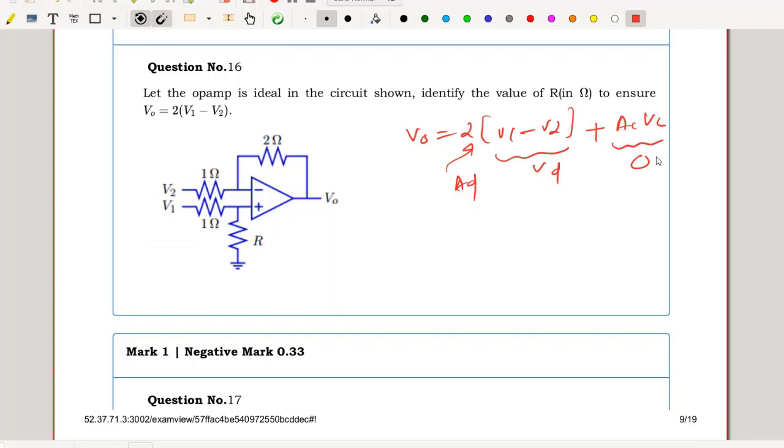This happens if a difference amplifier is balanced, which implies the product 1 into 2 should be equal to 1 into R, implies R equals 2 ohms.